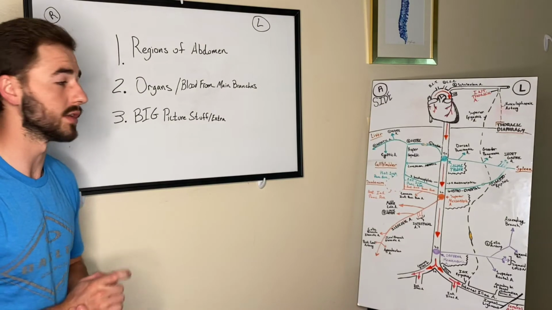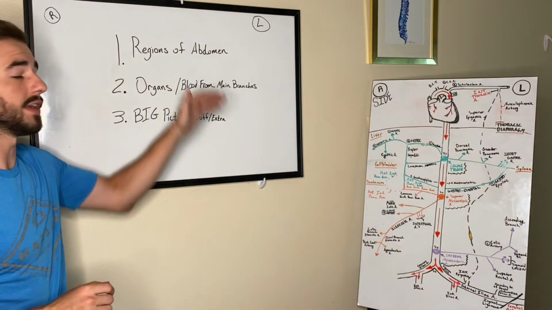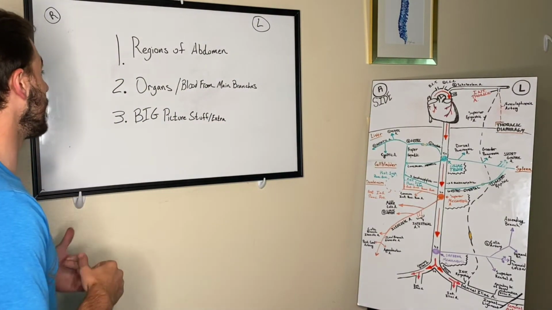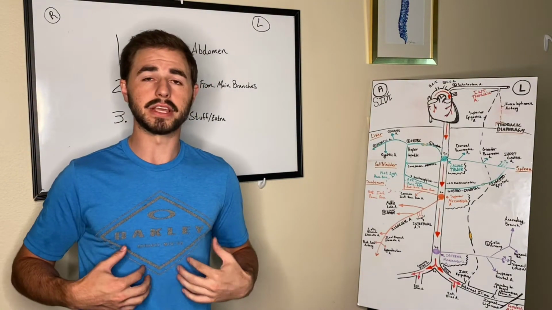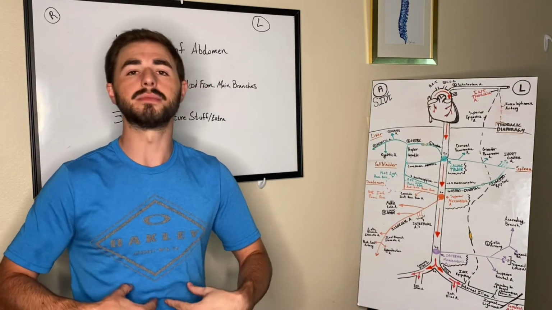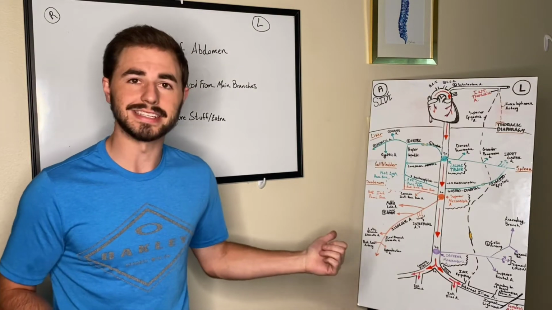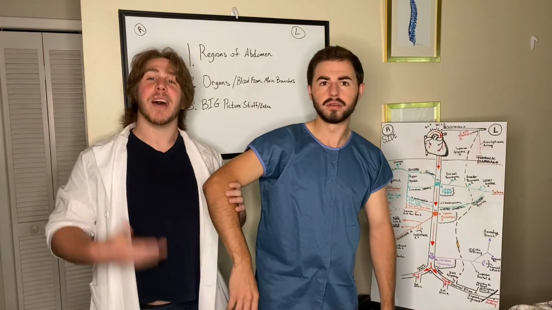The first thing we're going to talk about is the regions of the abdomen. So I'm going to get Dr. Tato out here to discuss the 9 regions of the abdomen first, because you have to start on the outside to be able to understand what's on the inside. So, Dr. Tato! Whoa! Oh, hello there!